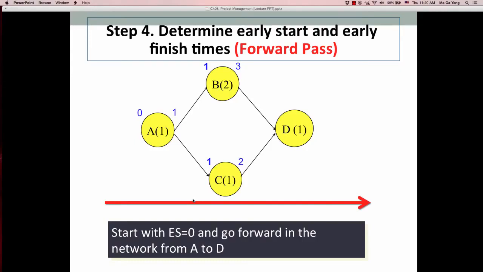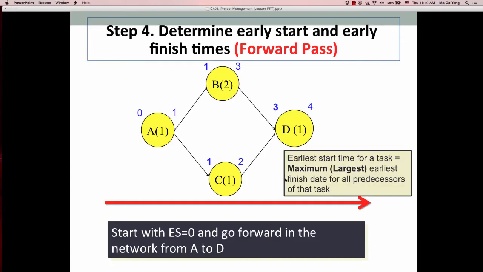Now we consider activity D. D cannot start until B and C are done. Because B cannot be done until 3, D cannot start until that time. The early start for D is therefore 3, and the early finish is 4, since 3 plus 1 is 4. Those are the early start and early finish times.